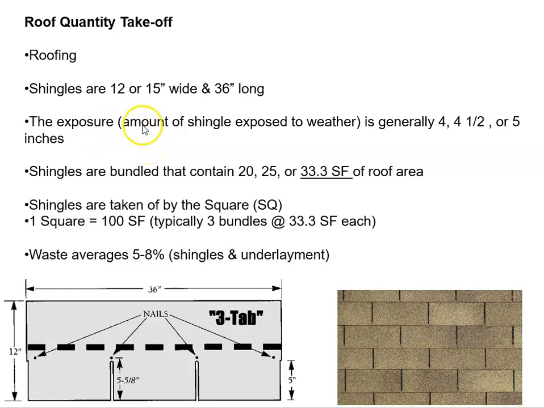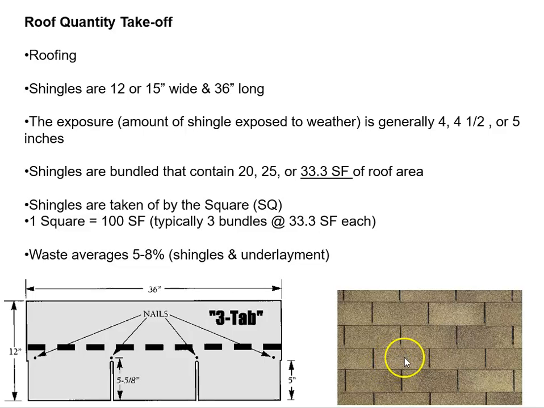The exposure, the amount of shingle exposed to the weather, is generally between 4 to 5 inches. So that's an important phrase, exposure, when it comes to roofing components. So the next shingle will just cover the very top of that slot right there. And the exposure is what remains revealed to the weather. So this here we could see is the exposure.